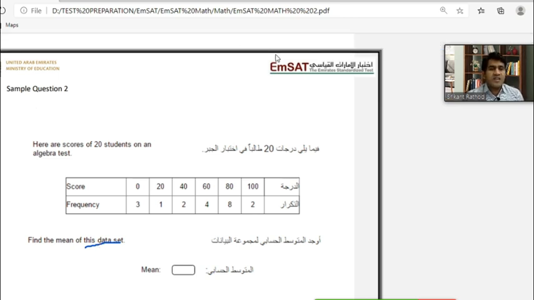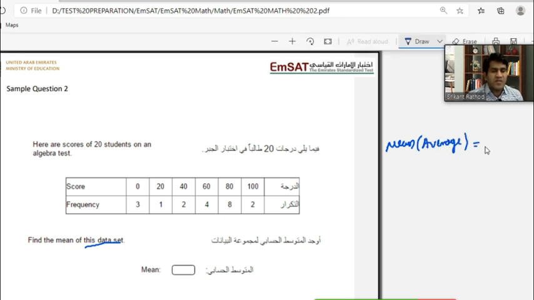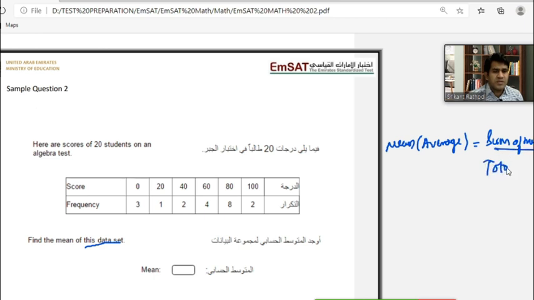So what is the definition of mean? Mean is sometimes also called an arithmetic mean, or we can also say it as an average. So what is the definition of the average? Average is basically the sum of numbers divided by total numbers, isn't it? So sum of numbers divided by total number is the definition of the average.